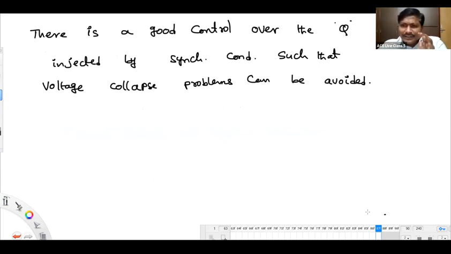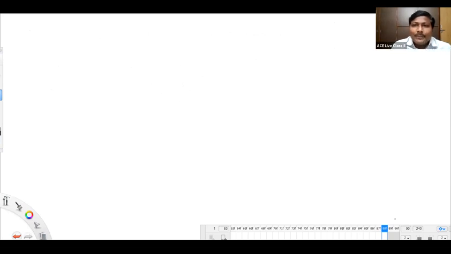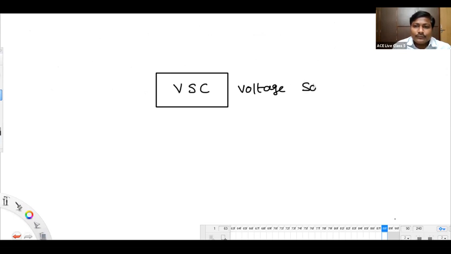Now, listen. I have to extract this advantage, remove all the disadvantages, try to avoid all the disadvantages. How to do it? For example, I am taking one equipment here named as voltage source converter, VSC. It's just like an inverter or rectifier. Doesn't matter, it may be an inverter or it may be a rectifier.